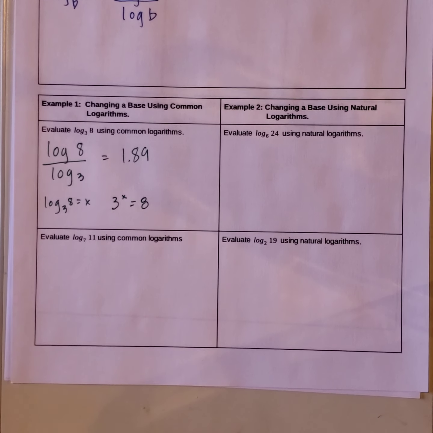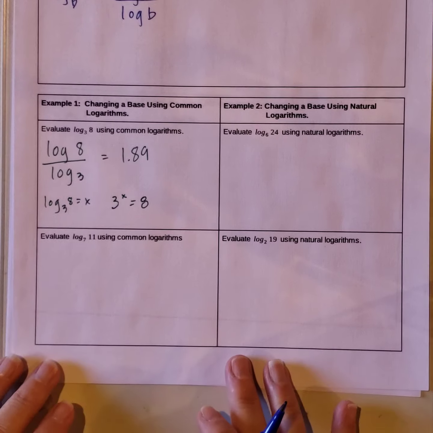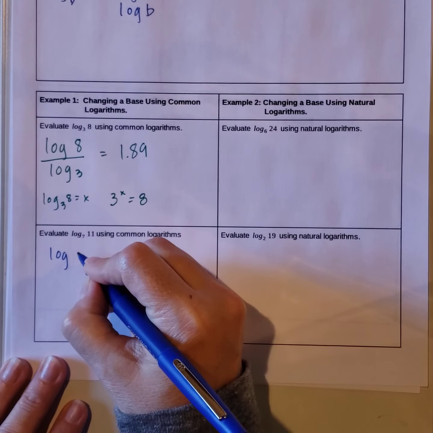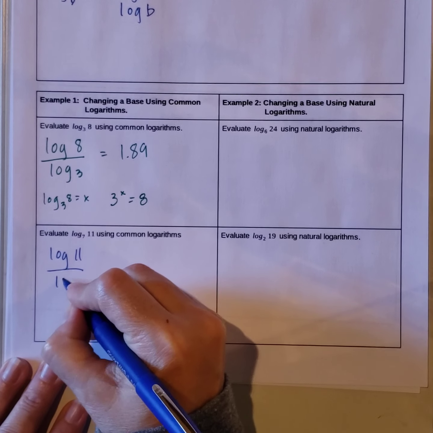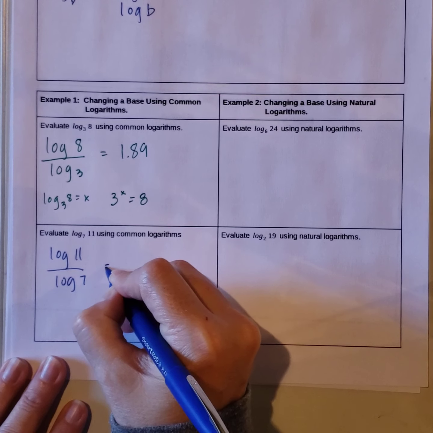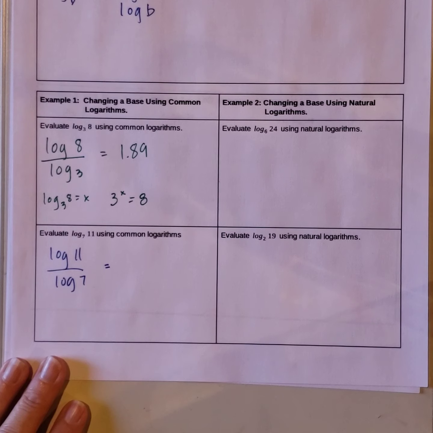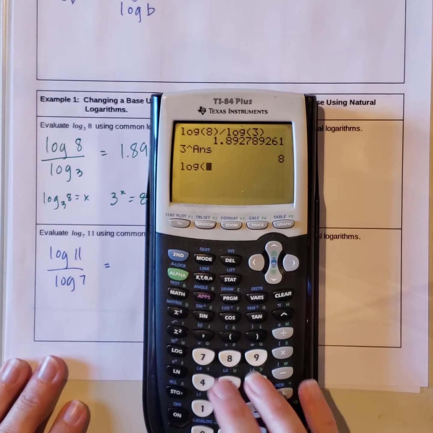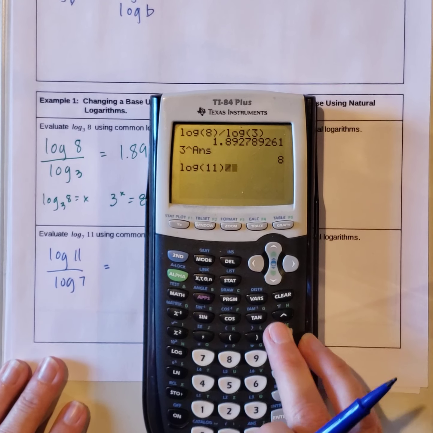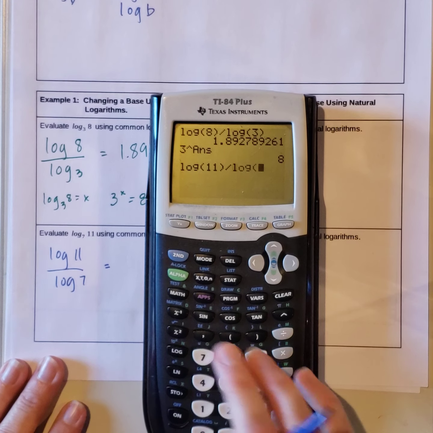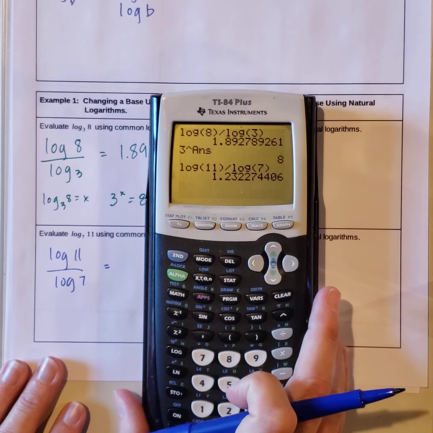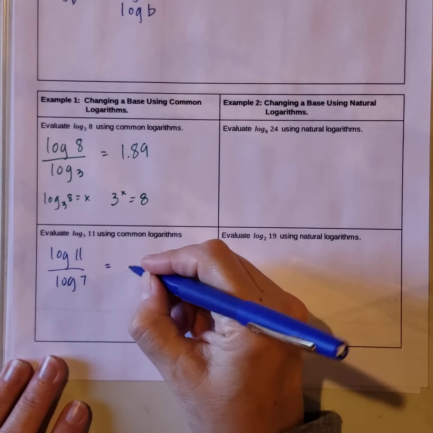Now log base 7 of 11 using common logarithms. So we take log of 11 and divide it by log of 7. So log of 11 divided by log of 7 gives us 1.23 approximately.